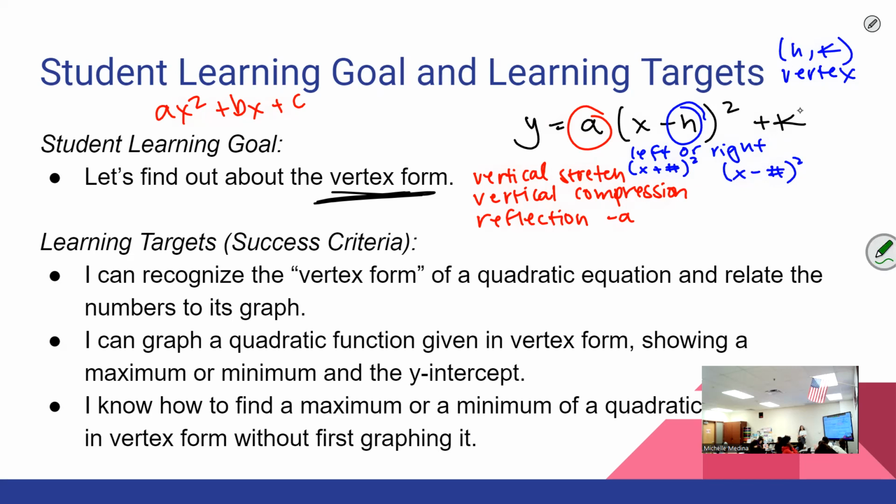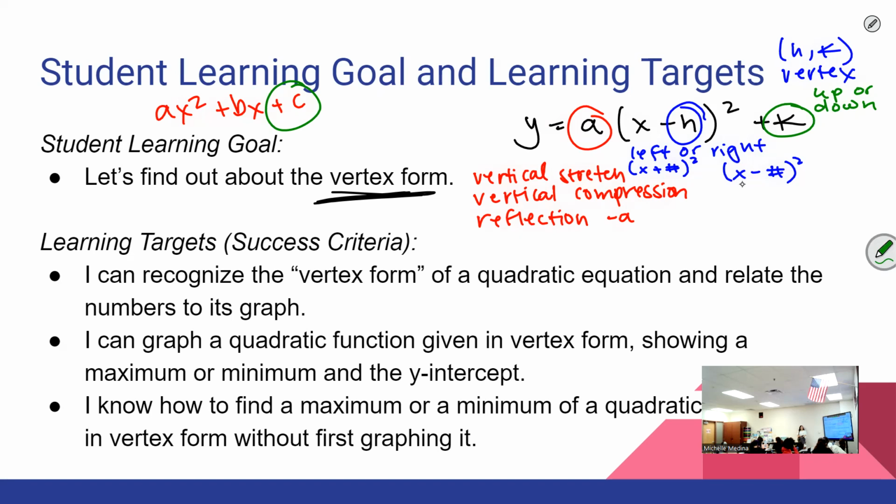And then any changes to the K would be up or down movement. That one's pretty easy. It's kind of like the C in our standard form. If it's positive, it moves up. If it's negative, it moves down. The one that's kind of confusing is the H. Maybe we'll do a couple of examples, but that's the one that has the opposite sign of how it looks in the equation. So that's why I put it's going left if it says x plus a number. It's going right if it says x minus a number.